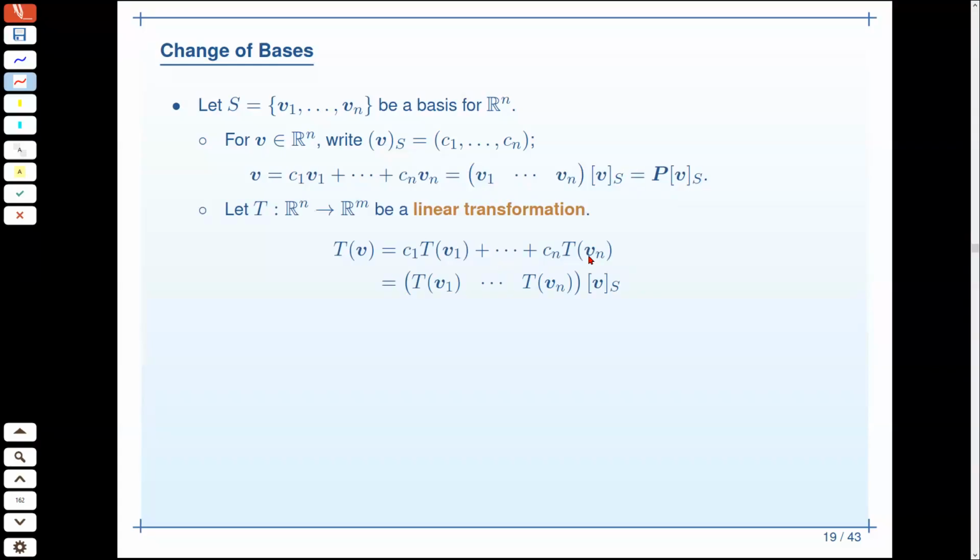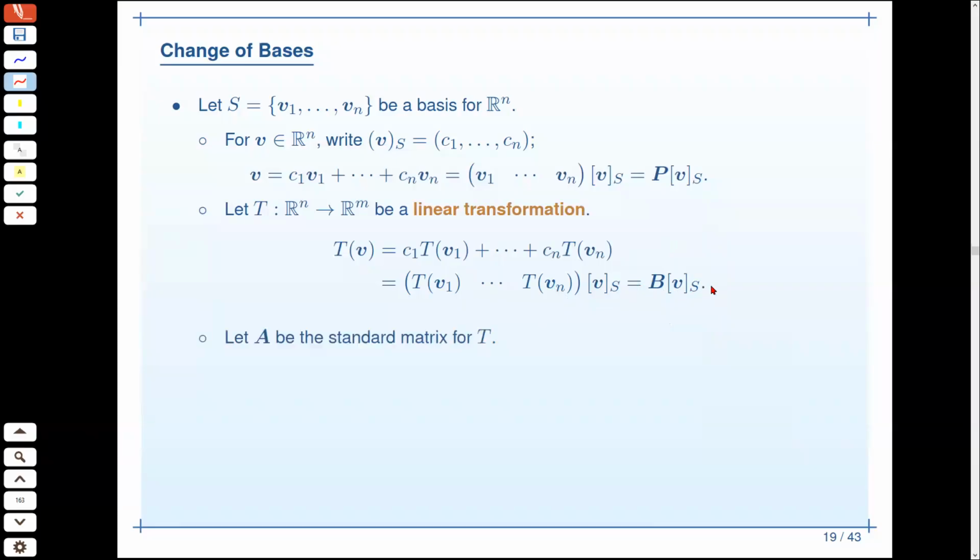Just now we saw that it can be written in this form: [T(v1) ... T(vn)] multiplied with (c1, c2, ..., cn). This one is the coordinate vector of v relative to S. These are the images, T(v1) until T(vn), which I denote by B. Of course, this is not the standard matrix. So I can write T(v) as the matrix B multiplied with the coordinate vector of v relative to S.